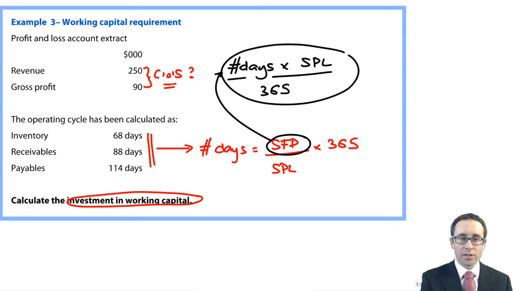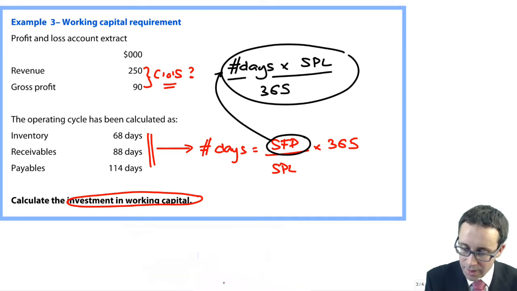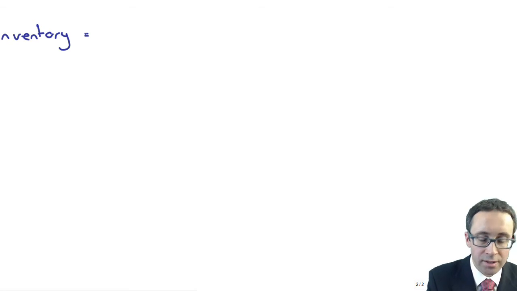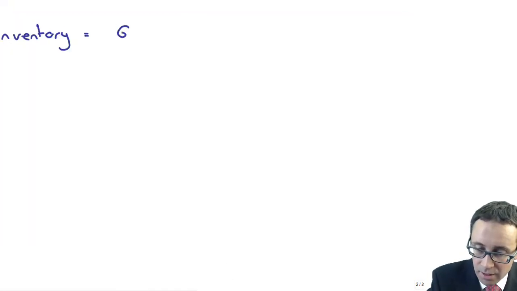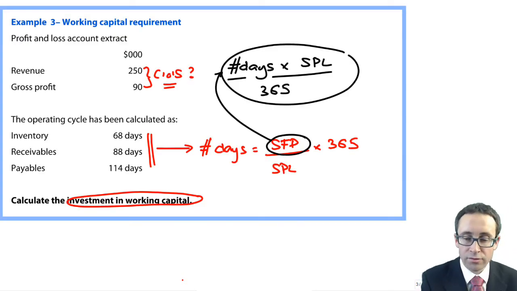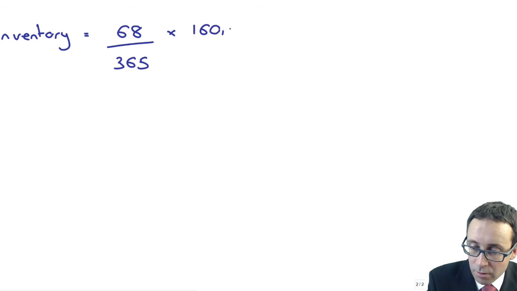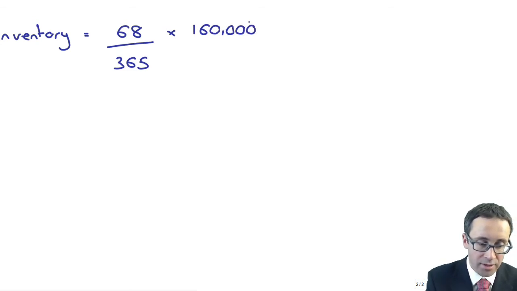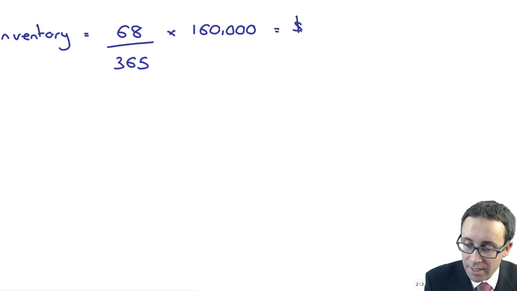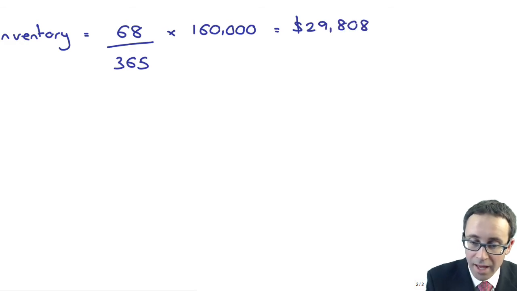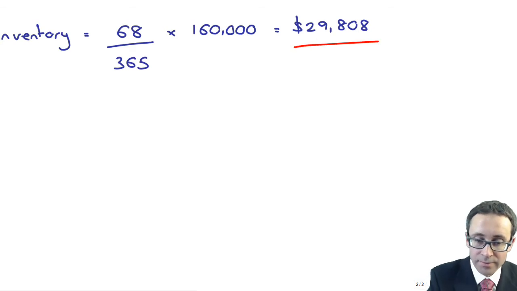Excellent. So let's have a play around with the numbers and see how we get on. There's our last question. Let's work out our investment in inventory. Inventory is held for 68 days, so it's 68 divided by 365, multiplied by our cost of sales of 160,000. That gives me an investment of 29,808 required in inventory. That's the amount of inventory that will replenish every 68 days.